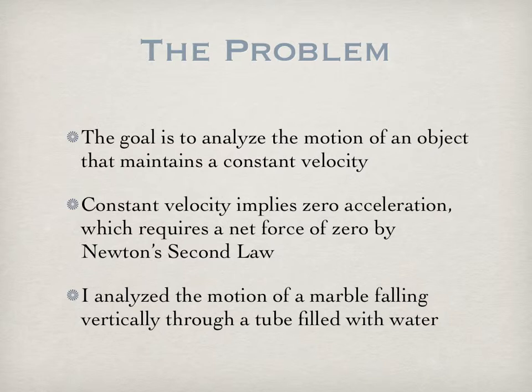A constant velocity would imply zero acceleration, and that's because acceleration is defined as the derivative of velocity with respect to time. So if velocity is constant, then the derivative is zero, and so acceleration is zero. And Newton's second law, which says F equals ma, says that if acceleration is zero, then force is zero. So constant velocity implies a net force of zero.